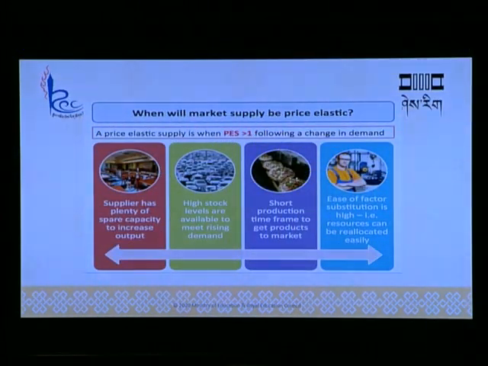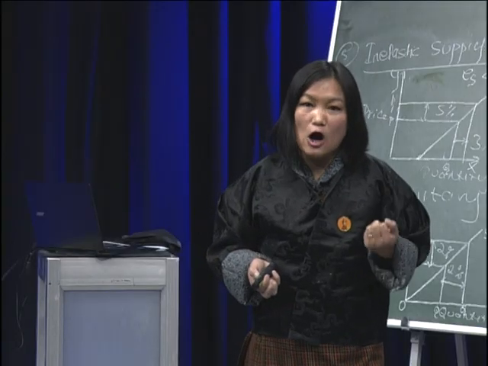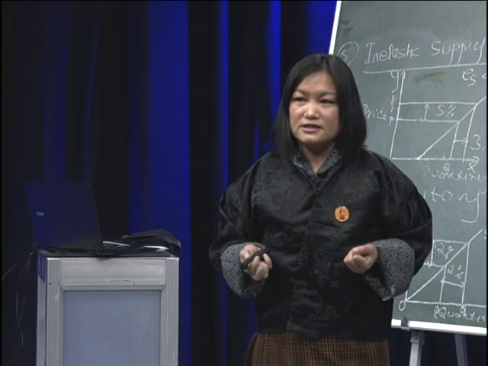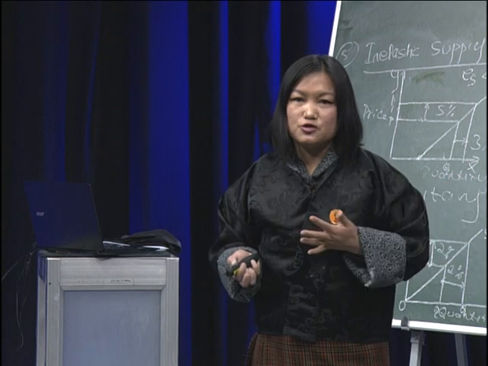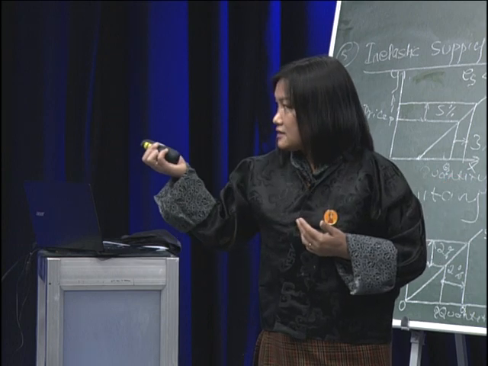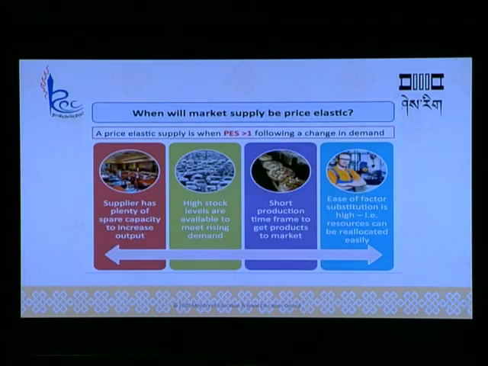You'll see that price elasticity would be elastic, suppose, number 1, if the supplier has plenty of spare capacity to increase their output. If you look at the time duration, this has to do with the long period. In the long period, if the supplier has plenty of spare capacity to increase the output, then the supply will be elastic.